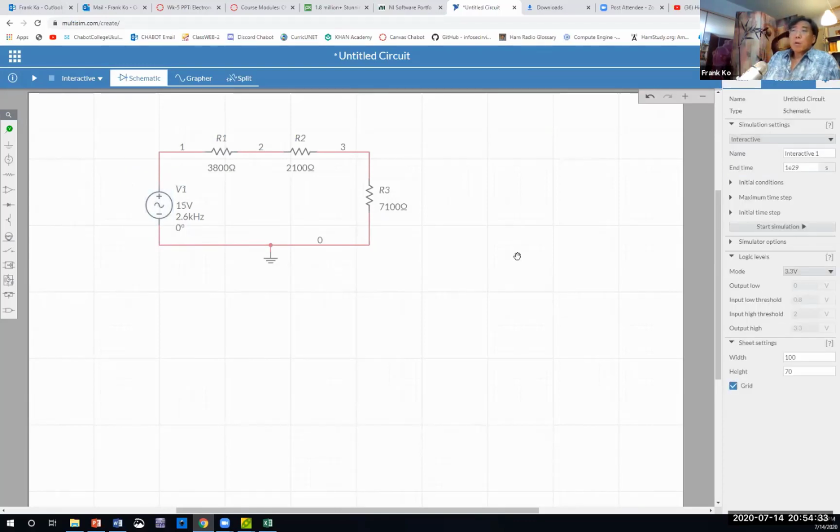Boom. All right. Pull out your paper. Let's do a VIR very quickly. VIR. 3800, 2100, 7100 at 15 volts. Okay. Find your R total. 800 plus.